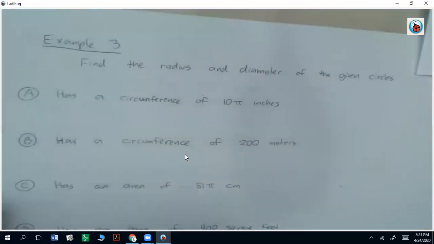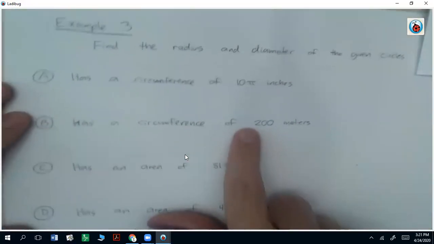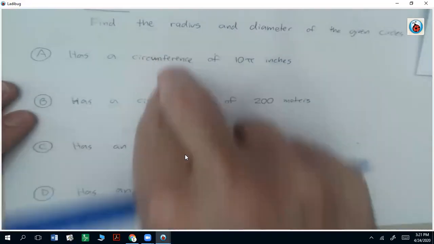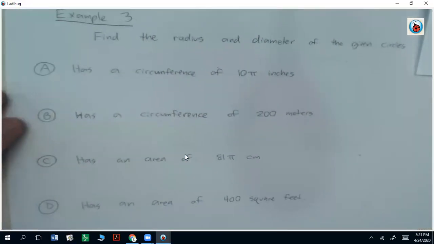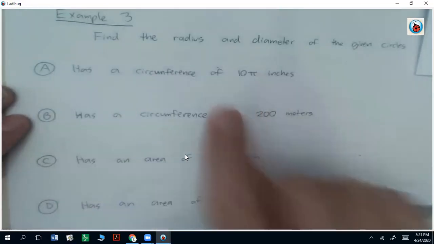Let's talk about some different types of ways to use the formula. So in this example, we're asked to get the radius and diameter of the given circles. So I have 4 different circles. 2 circles that have circumferences given and 2 circles that have areas. So let's take a look at these problems. The circumference of 10 pi inches.